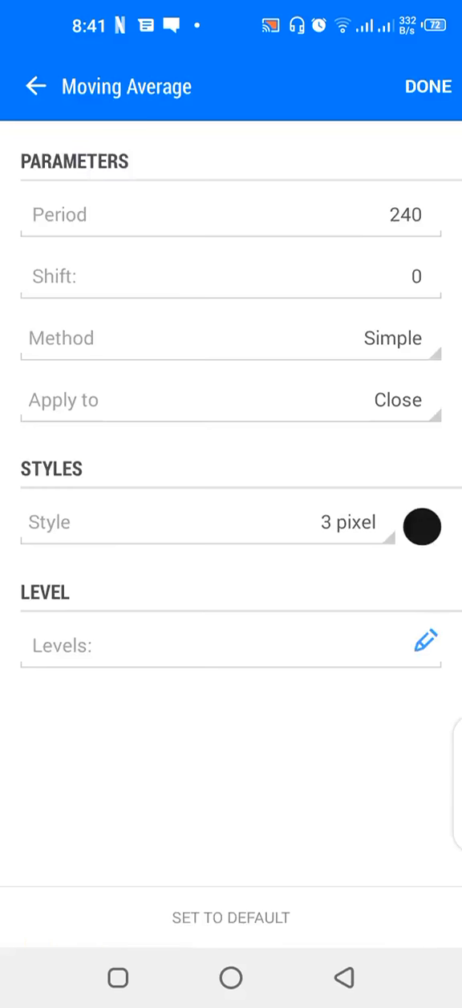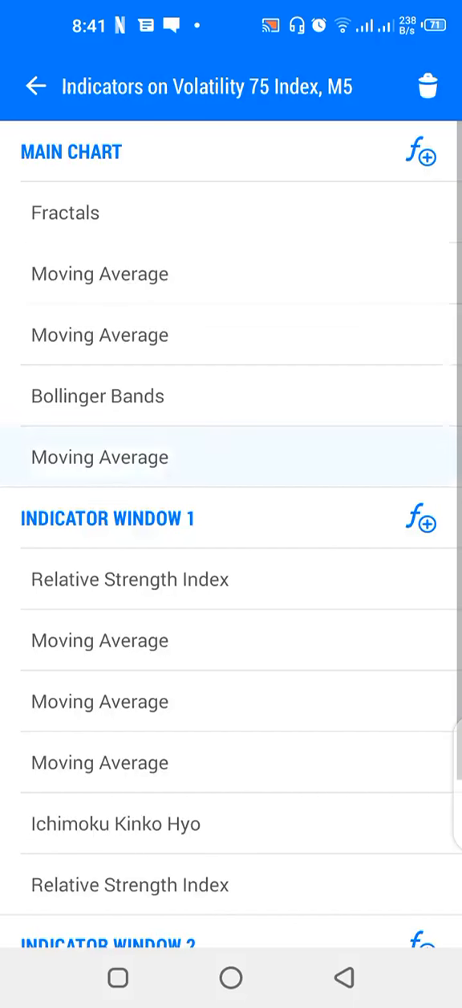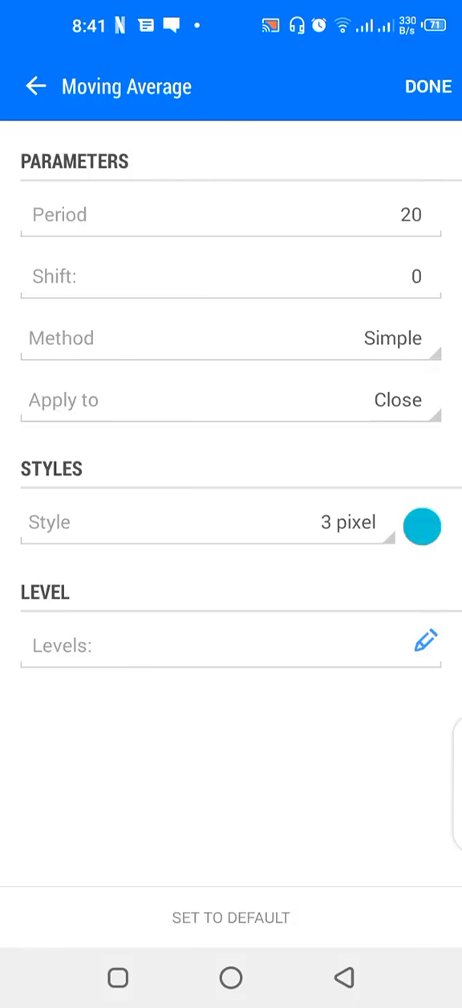So I have another moving average this time around. The period is 240. Shift is 0. Method is simple. Apply to close and color is black. Then I have Bollinger Bands. Period is 20. The deviation is 2.0. Shift is 0. Apply to close. Color is purple. And then I have another moving average, which is 20 period. Shift is 0. Method is simple. Apply to close. Color is cyan.